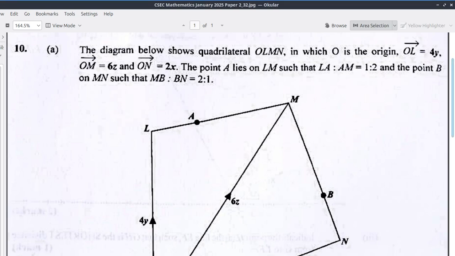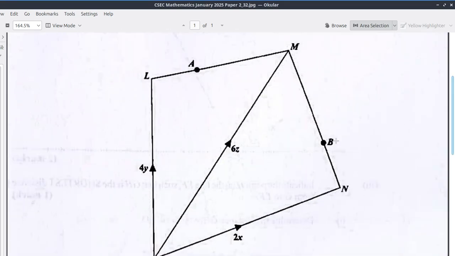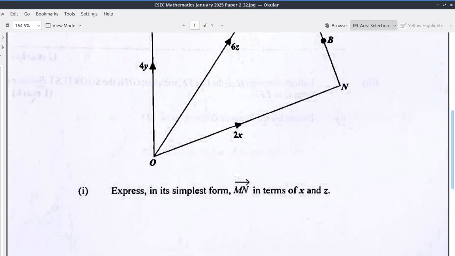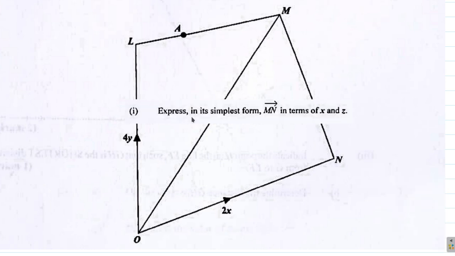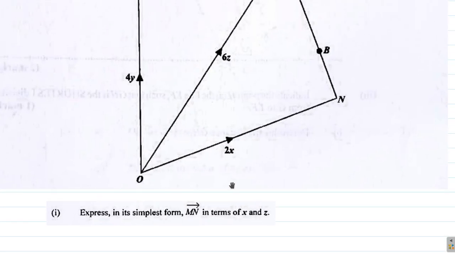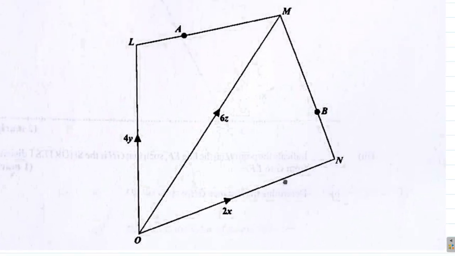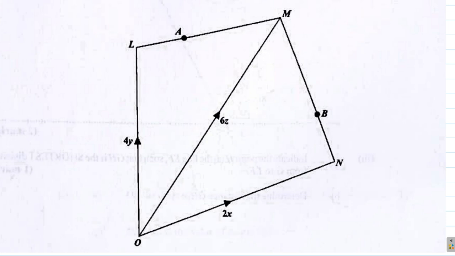Alright. What do they say you should do now? Express in its simplest form MN in terms of x and z. So let's copy this and put it over here. See what this is about. Express in its simplest form MN in terms of x and z. So what you want here is MN.